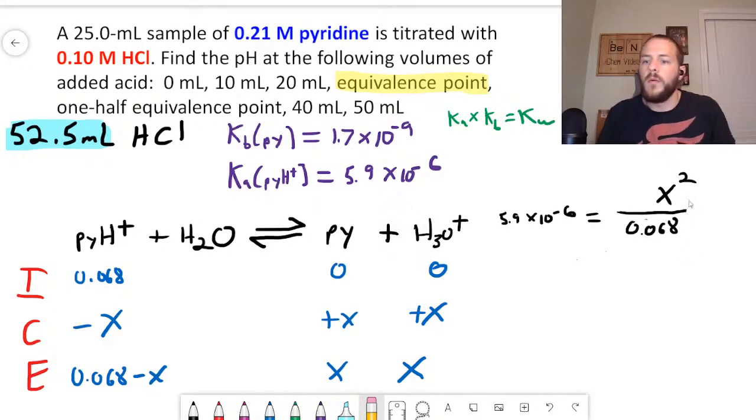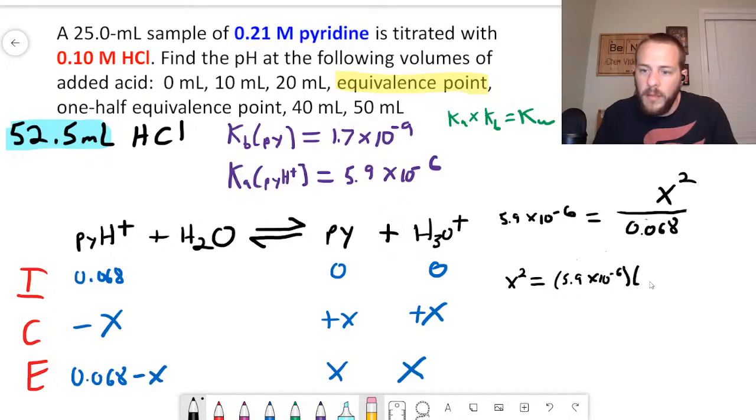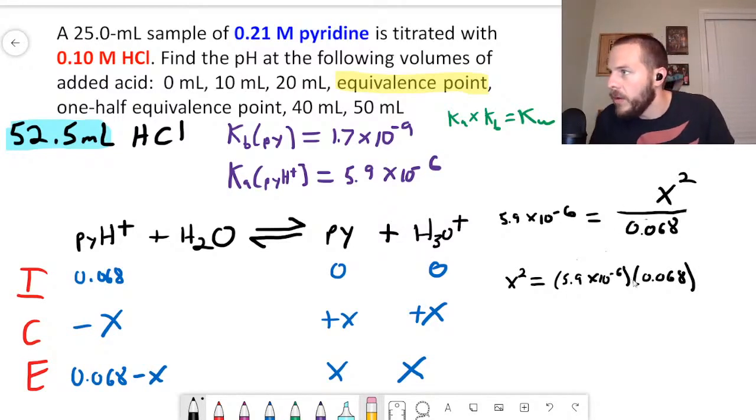All right. So x squared over 0.068 is equal to 5.9 times 10 to the minus 6. Really, it's just some algebra to clean this up and solve for x. So x squared is equal to the product of 5.9 times 10 to the minus 6 times 0.068. To get from this equation to this one, all I've done is multiply both sides of the equation by 0.068, because we're trying to isolate x. So x squared is equal to this product.